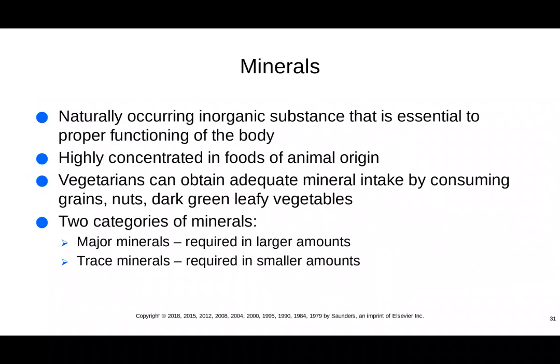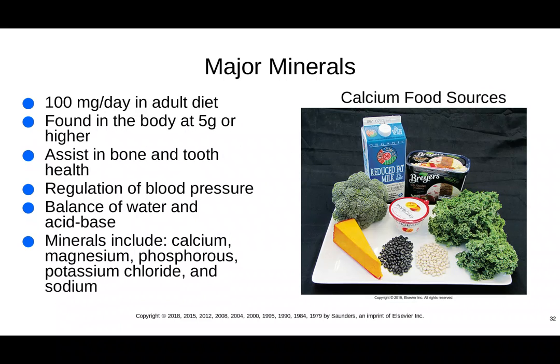Minerals are another micronutrient. These are naturally occurring inorganic substances that are essential to the proper functioning of the body. They're highly concentrated in foods of animal origin, but vegetarians can obtain adequate mineral intake by consuming grains, nuts, and dark green leafy vegetables. So there's 2 categories of minerals. Major minerals are required in larger amounts, and then trace minerals are required in smaller amounts.